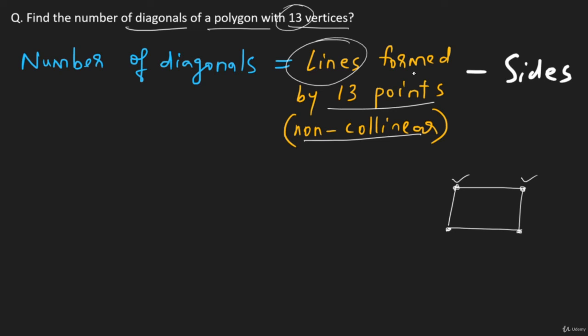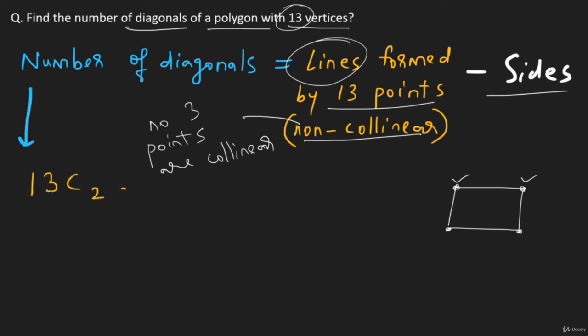Therefore, you need to find all the lines that can be formed from 13 points, of which no 3 points are collinear. That means over here non-collinear means no 3 points are collinear. All right, it's not about 2 points. All right, and from that you need to subtract the sides. Now this can be solved as 13c2 minus 13, right?